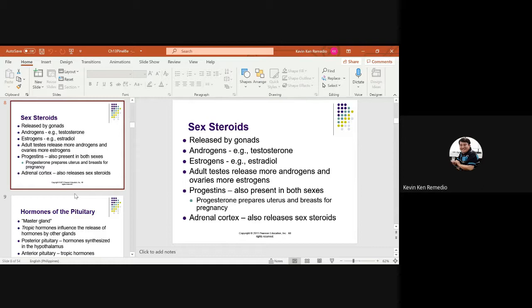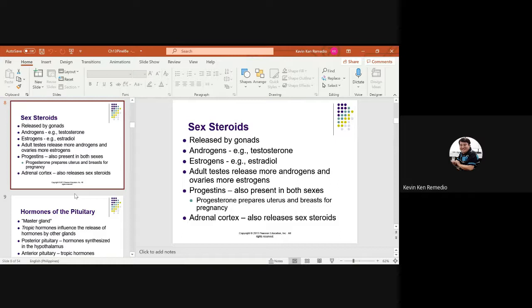The testis, or testosterone, and the ovary. Okay? So for sex steroids, an example is androgen for males. As mentioned earlier, that is the testosterone hormone. And for females, estrogen. All right? The adult testis of males releases more androgens and the ovaries release more estrogens for females.